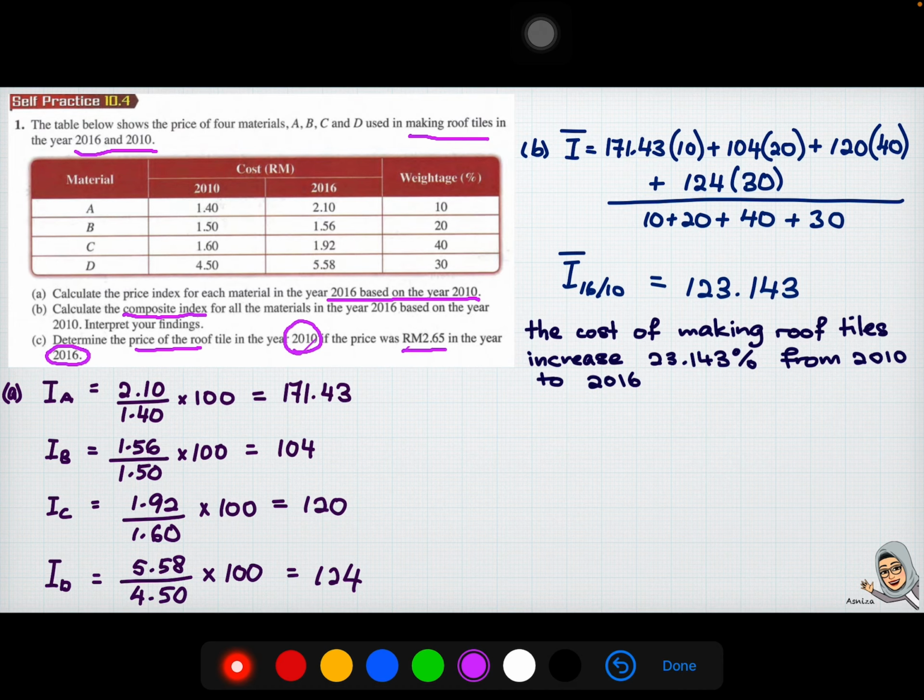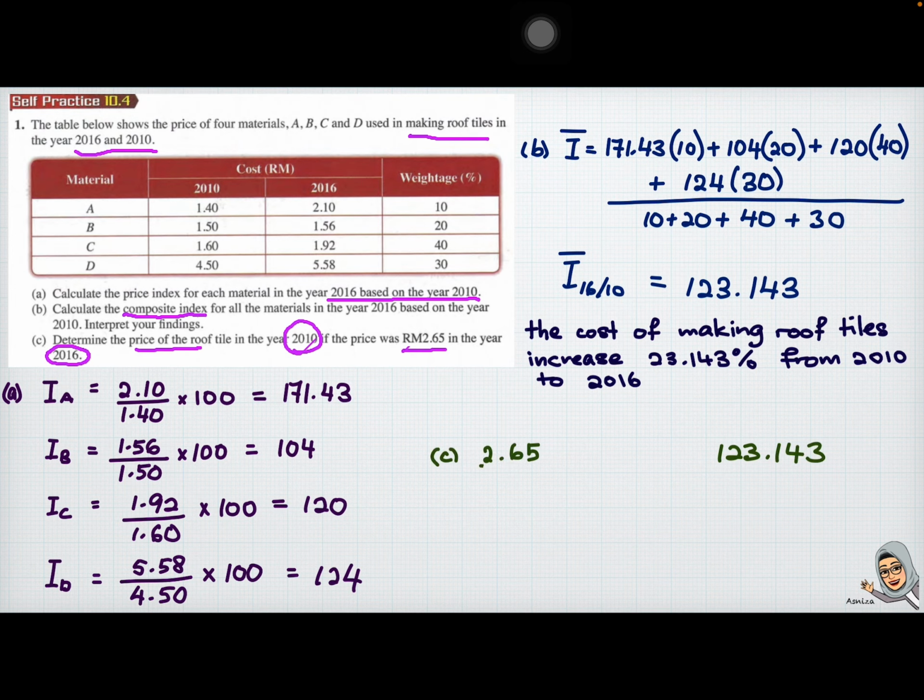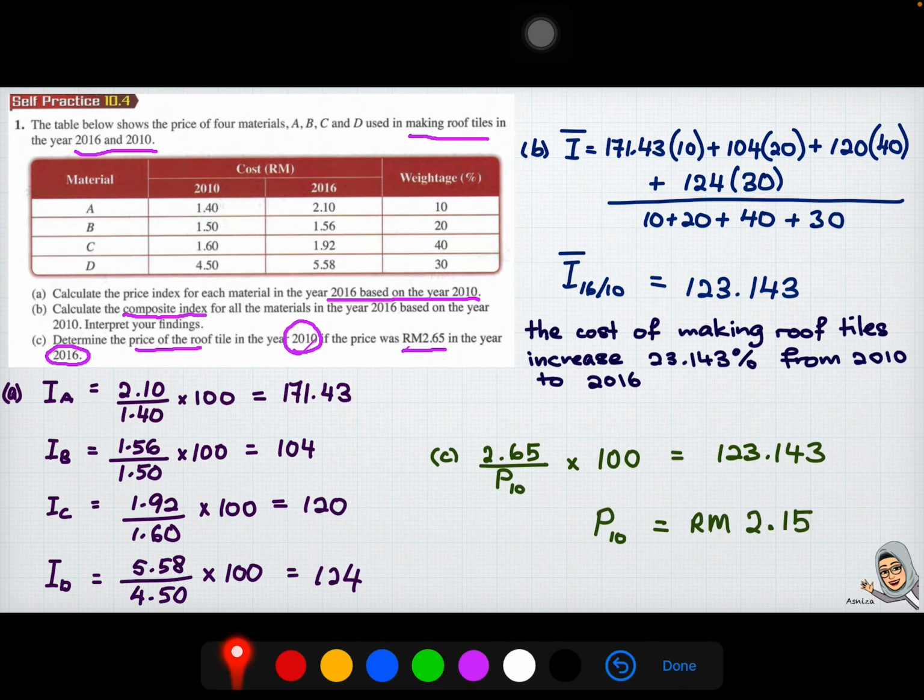Now, by using the composite index that we have found in B, let's form the relation. So the price index will be the composite index itself. So for the roof, RM2.65 divided by price in the year 2010 for the roof times 100 gives you the composite index, because the composite index shows you the combination of all the materials to form the roof. So the price of the roof tile in 2010 will be RM2.15.